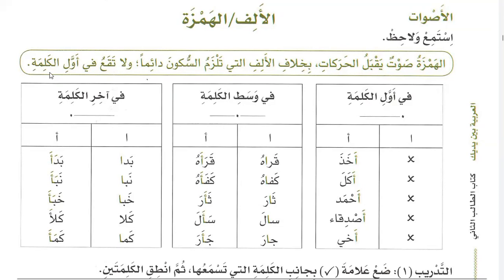There's a rule in Arabic that no word can start with a letter which has a sukoon on it. So for that rule, we cannot start any word with alif, because alif always has sukoon. So alif is never found at the start of the word. We don't have any Arabic word which starts with alif. But we can place it in the middle, or at the end. But hamza, since it has a vowel with it, can be placed at the start of the word, in the middle of the word, and in the end of the word as well.